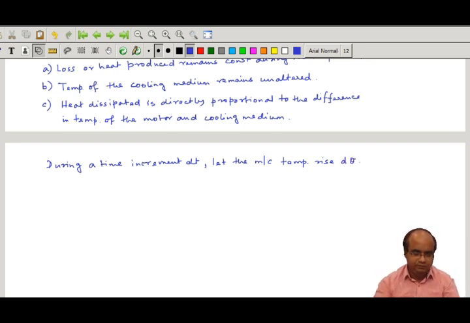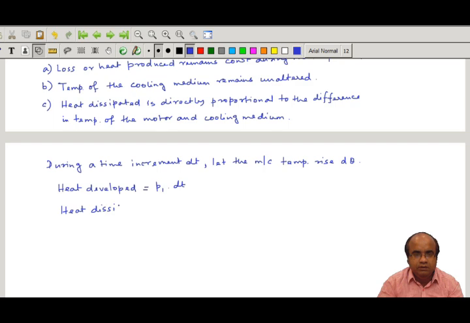Then heat developed. First one is heat developed inside the machine. That is P1 into dt. And heat dissipated to the cooling medium. Heat dissipated is P2 dt.